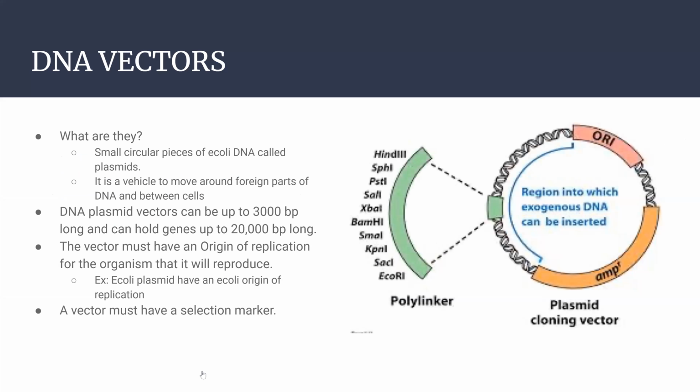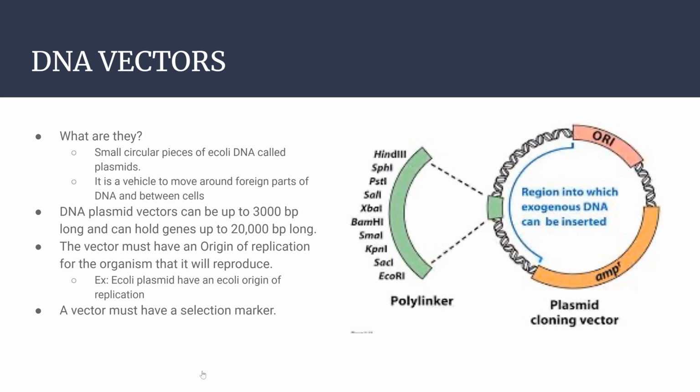So the first thing we're gonna talk about is DNA vectors. What is a DNA vector? It's basically a small circular piece of E. coli called a plasmid, and it's a vehicle to move around foreign parts of DNA in and between cells. DNA plasmid vectors can be up to 3,000 base pairs long, and they can hold genes up to 20,000 base pairs long. And the vector must have an origin of replication.